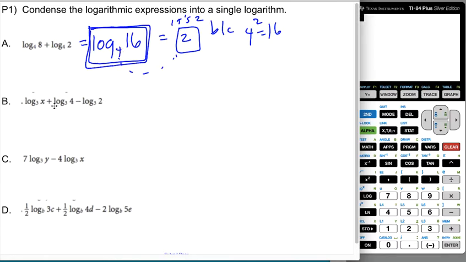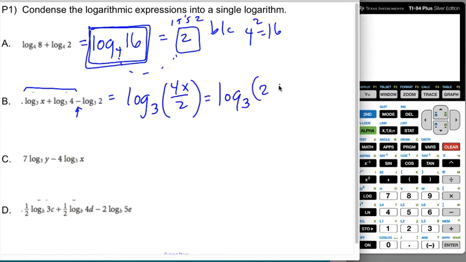For this one, these are going to go on the top. This guy with the minus is going to go on the bottom, so I'm going to get that this is the log base 3 of a 4x on top of a 2, which means I'm going to cancel one of those 2's and get the log base 3 of 2x.